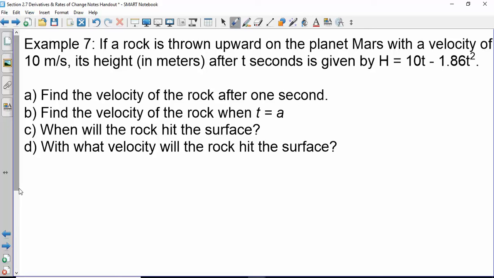Okay, let's take a look at this one. So if a rock is thrown upward from the planet Mars with a velocity of 10 meters per second, its height after t seconds is given by this equation. All right, so we've got an equation.